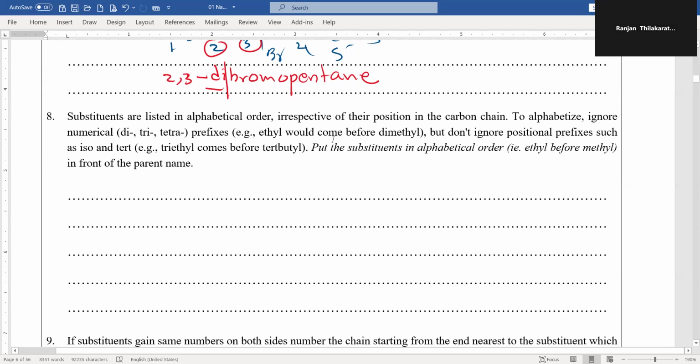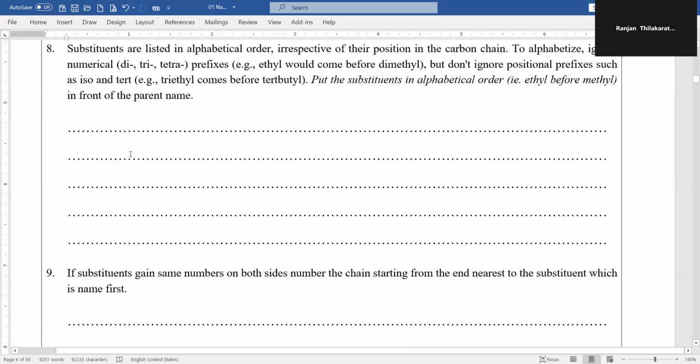And ethyl would come before the dimethyl. Why? Dimethyl, the name starts from M, methyl. Di is to indicate the number of occurrences, how many such groups are available. But don't ignore the positional prefixes such as iso and t. We don't ignore those in our naming system. Put the substituents in alphabetical order in naming those compounds.